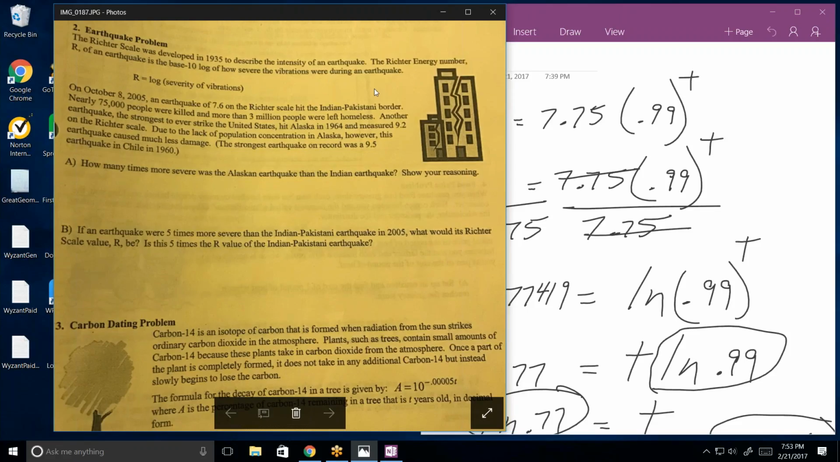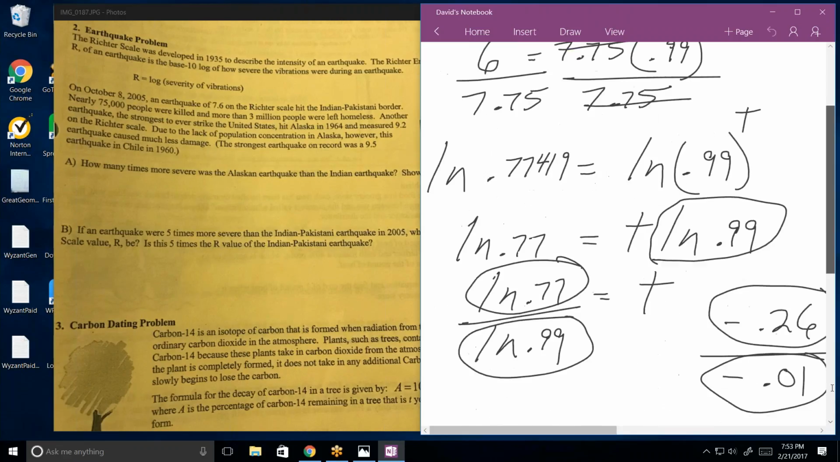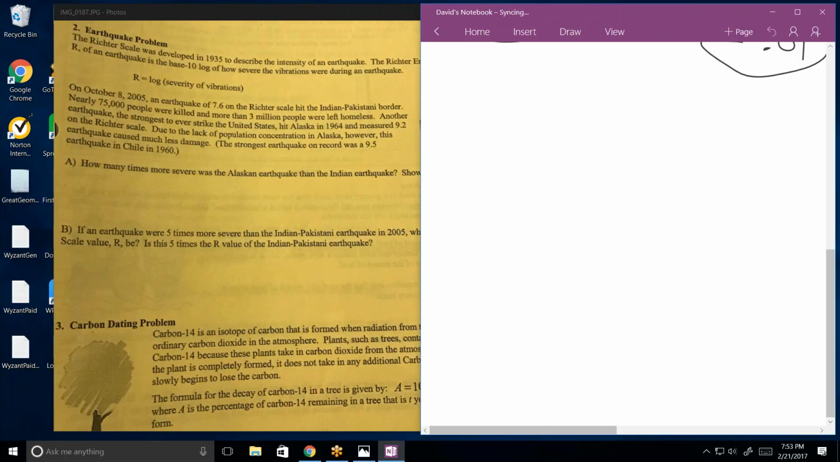The Richter scale has always been kind of fascinating to me. I think it's cool. It's because an 8.2 is 10 times more powerful than a 7.2. Really? It's not just a little bit more powerful. No, it's logarithmic. It's a big difference. If you were to use the logs, you'd see that there's a gigantic difference between 7.6 in this problem and 9.2. One is going to be almost 20 times more than the other.